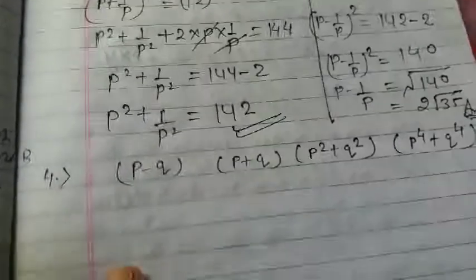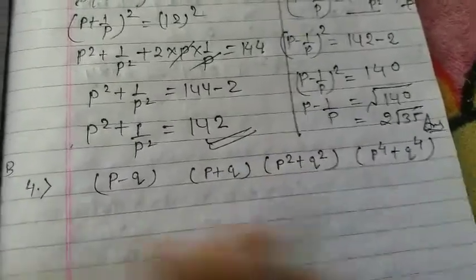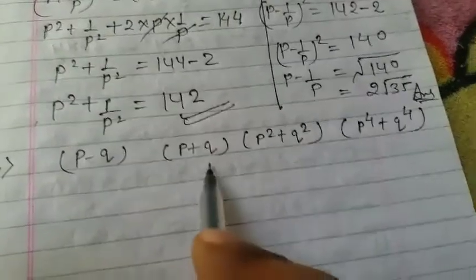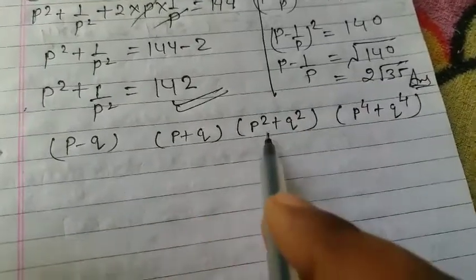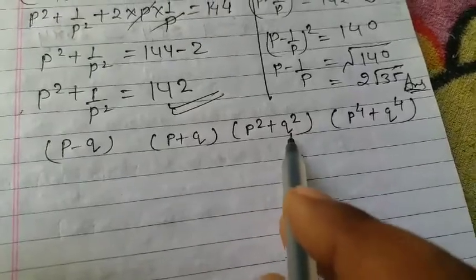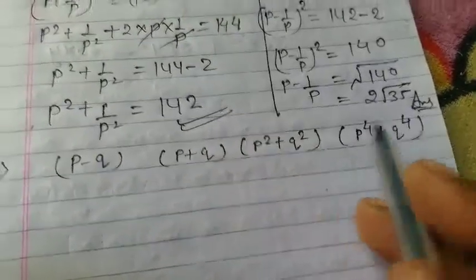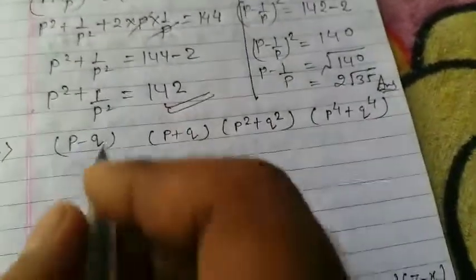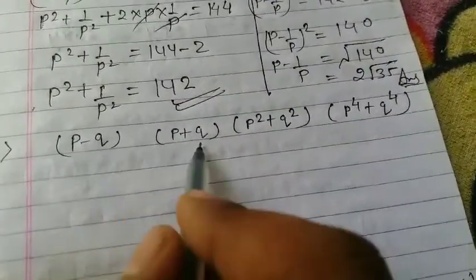Now next question, that is question number 4. Here is (p minus q), again bracket (p plus q), next bracket (p square plus q square), and the next bracket is (p4 plus q4). Now I am going to solve this. First, p minus q, p plus q.